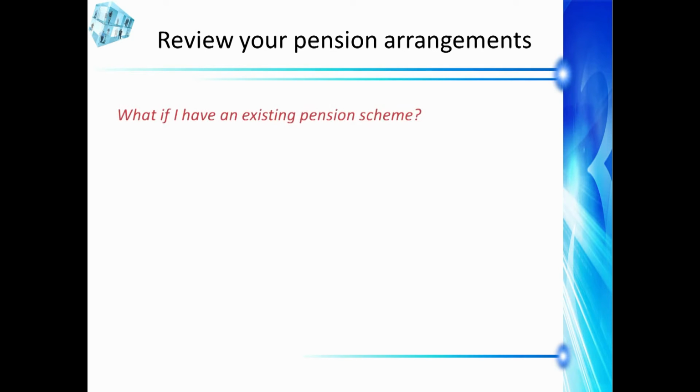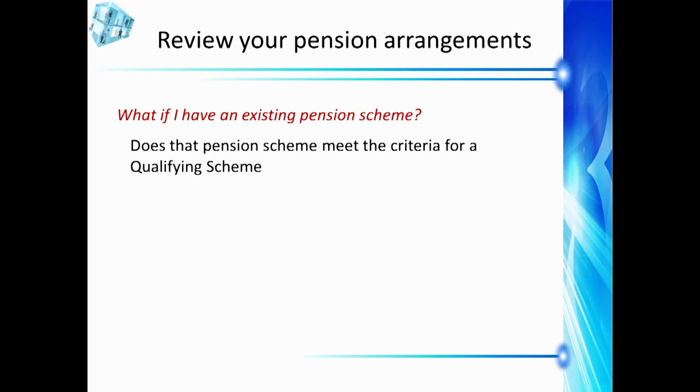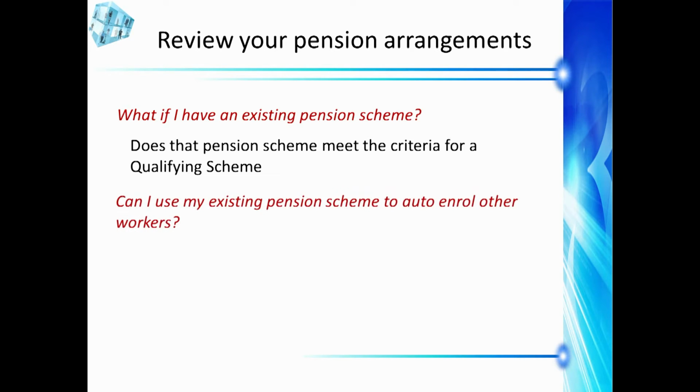What if you have an existing pension scheme? Can you use it for auto-enrolment? Well, the question really you need to ask is, is it a qualifying pension scheme for auto-enrolment? If it is a qualifying pension scheme, then of course you can use that qualifying pension scheme to auto-enroll other workers into it. If, however, it is not a qualifying pension scheme, so it doesn't match the rules for a qualifying pension scheme, then of course you can't use that.